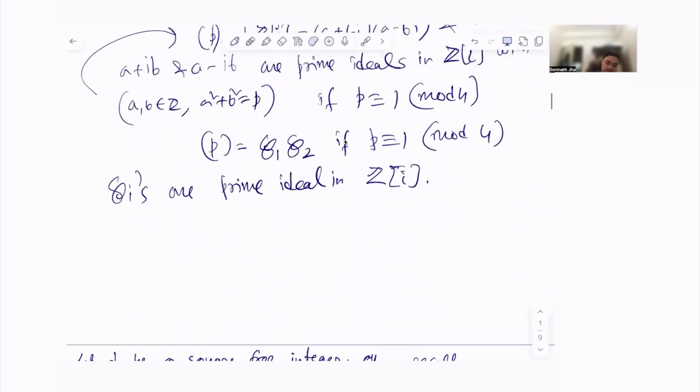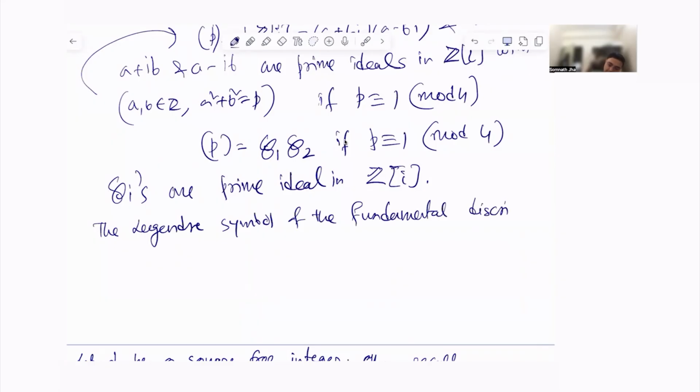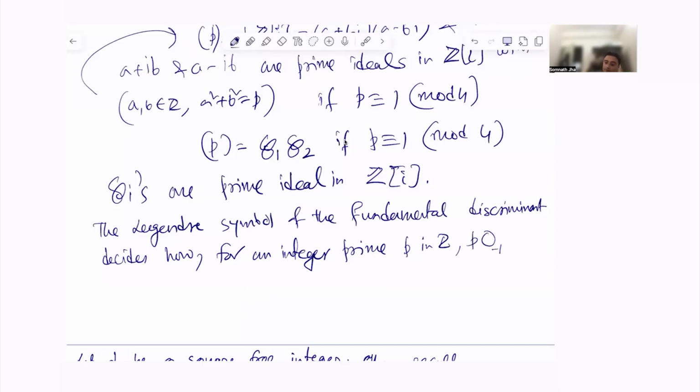So the Legendre symbol of the fundamental discriminant decides how an integer prime p in Z looks in O_D. Okay, and in fact it looks like one of the three possibilities.